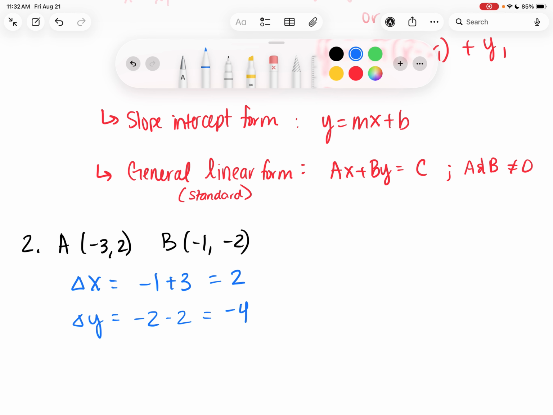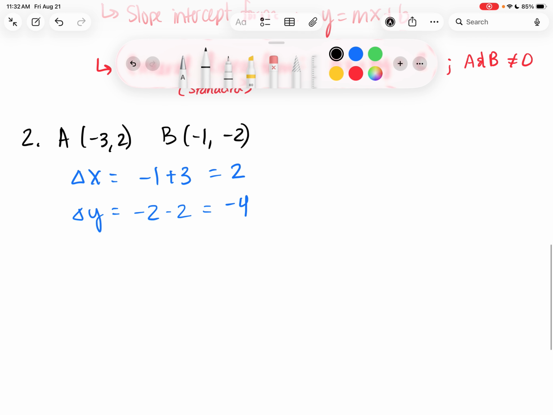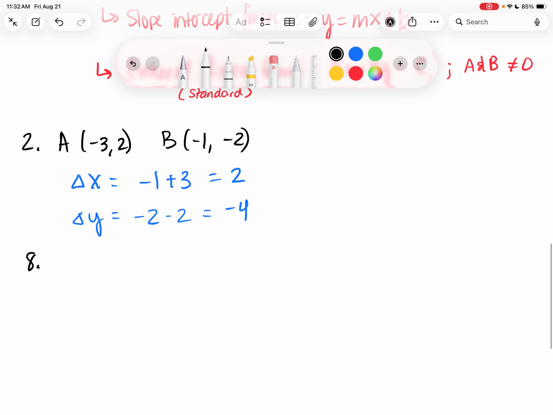The next problem says, let L be the line determined by points A and B. It says plot A and B. I'm not going to make you do that because I trust that by the time you are in calculus, you can plot a point on a graph. But we are going to find the slope of the line, and I'm not even going to draw it because, again, if you can plot points, you should be able to draw a line between the two of them. So we're going to skip that part. If you want to do it when you do your problems, you can.